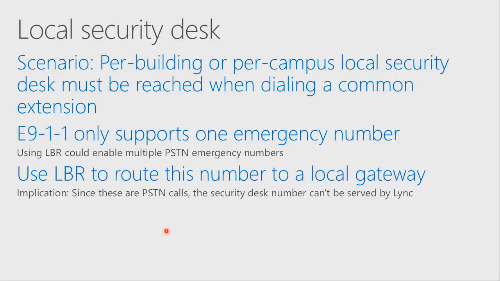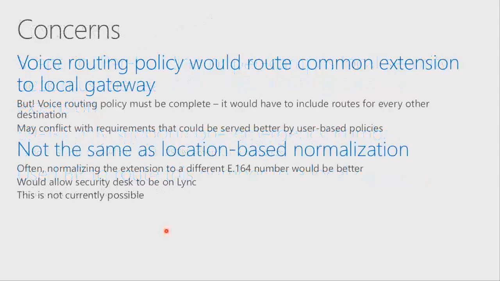You could use location-based routing to route that there with some major caveats. Location-based routing only applies to PSTN calls. So this 5000, this emergency number, would have to be going out a gateway. It wouldn't just be another Lync user. Go out a gateway, and then they have a red phone, similar to what's up here, plugged into that gateway. So we would have the voice routing policy route that common extension to that local gateway. Those voice routing policies must be complete, though. So you can't just dabble a little bit in location-based routing.